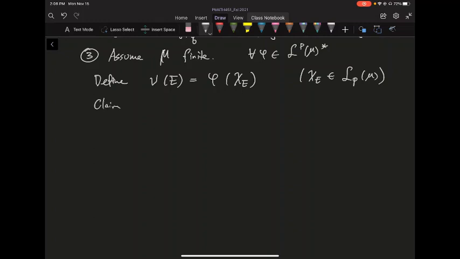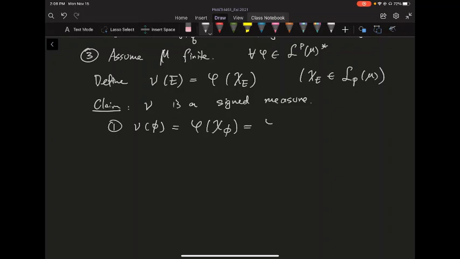So I want to claim that mu is a signed measure. Okay, so that's what I'm going to prove. Well, first of all, if I consider a signed measure, there are basically two requirements. The nu of the empty set has to be equal to 0. So nu of the empty set, by definition, is phi of the characteristic function of the empty set. Well, the characteristic function of the empty set is just the 0 function. Well, phi being a linear map, it maps the 0 function to 0, so there's really nothing to prove here.